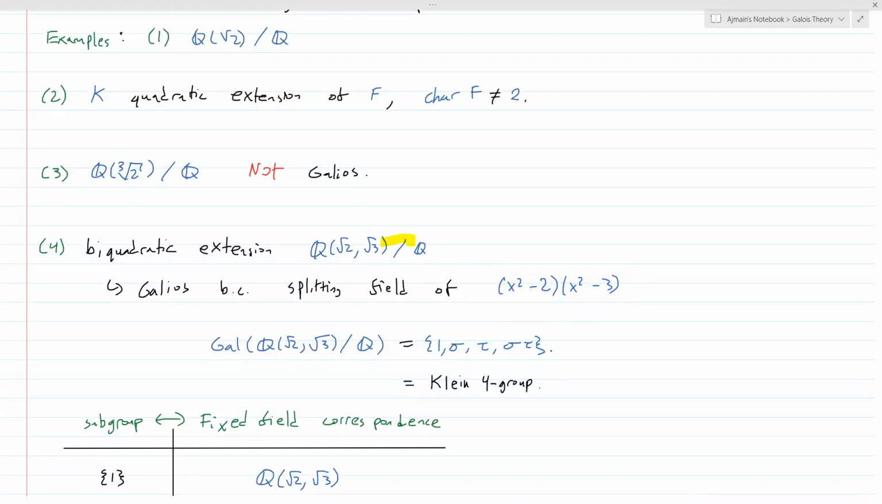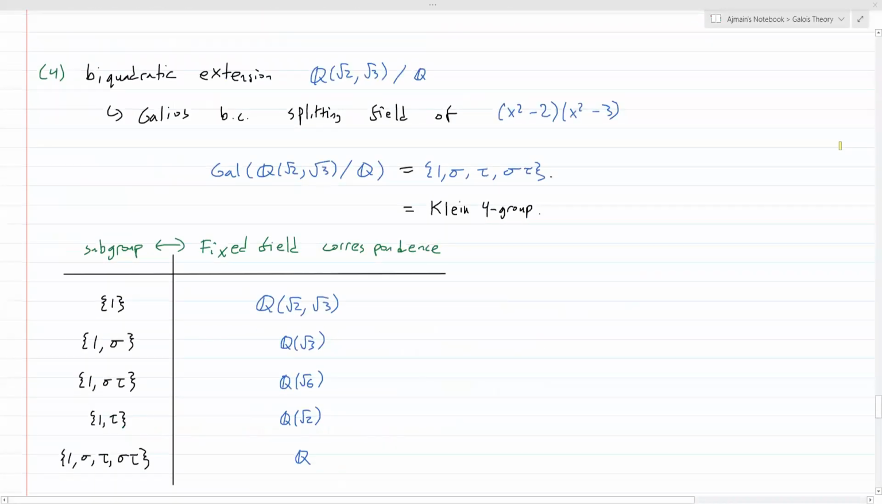Oh, because not all roots can be permuted with any other root. Exactly, yes. So what are the automorphisms of this extension?